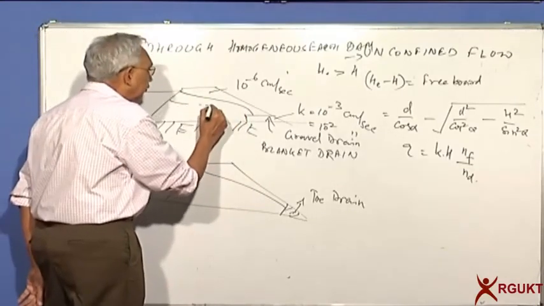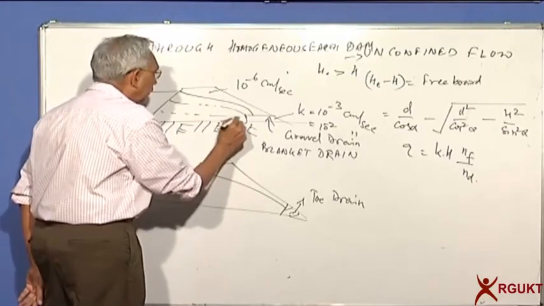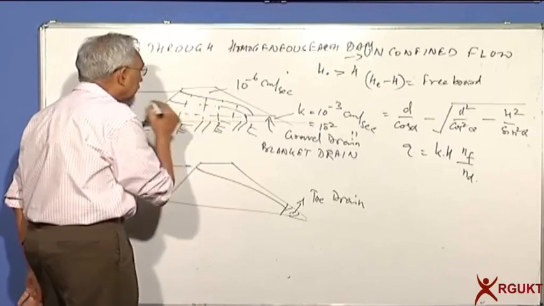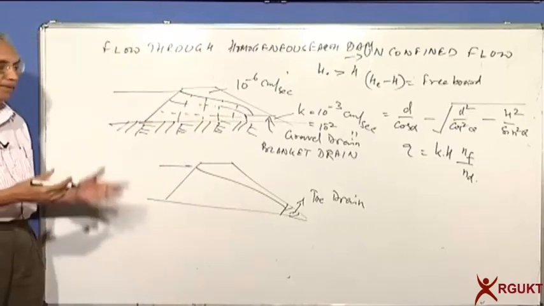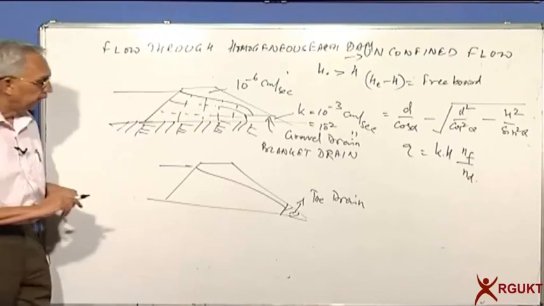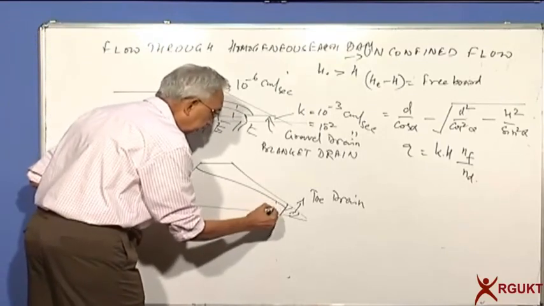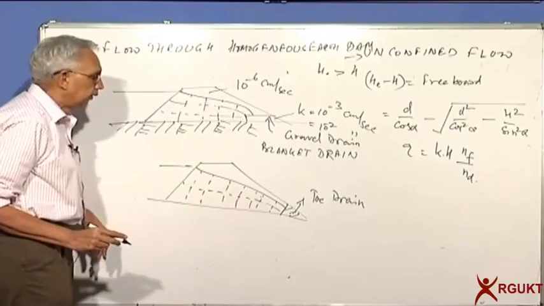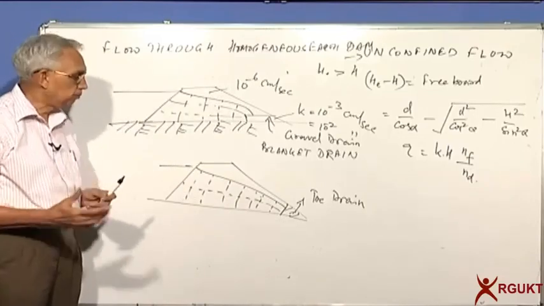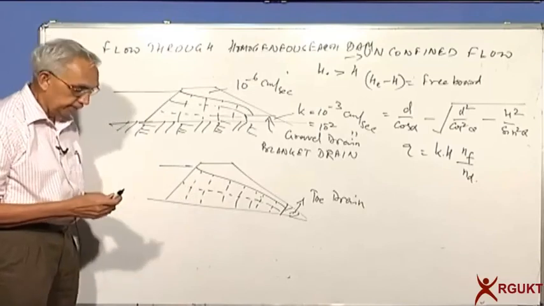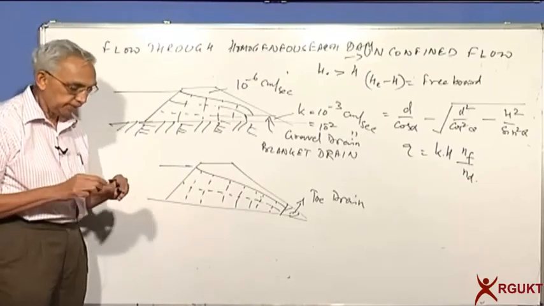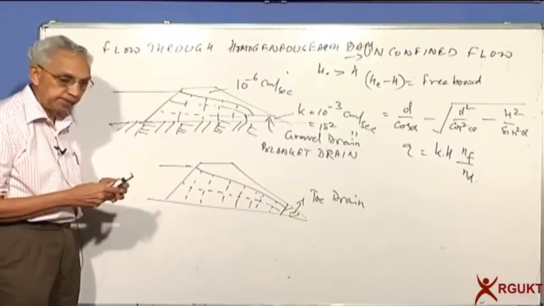Then I get the flow net, and the rest of it is exactly the same as for confined flow. Even here, you can see, we draw the flow net, and you can easily solve any problem. And we'll see also in the next class how to do it if the foundation is also pervious, and how to calculate uplift pressures, etc.